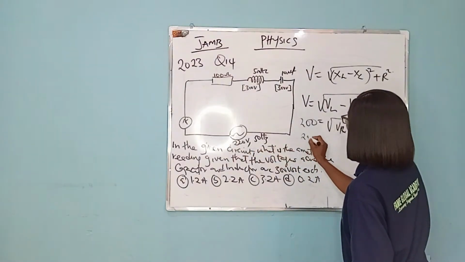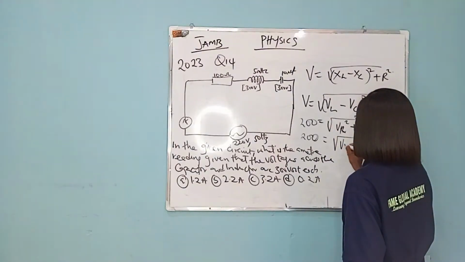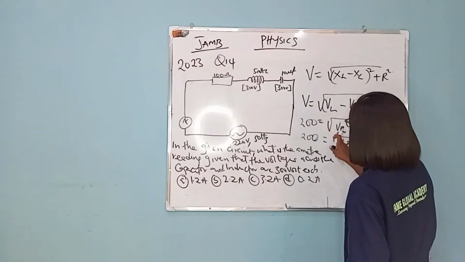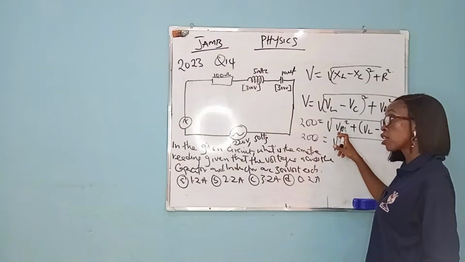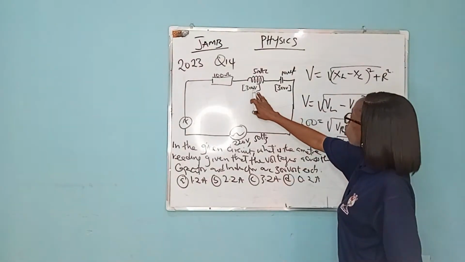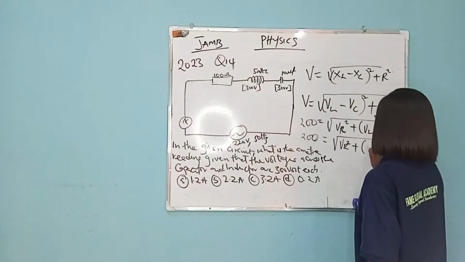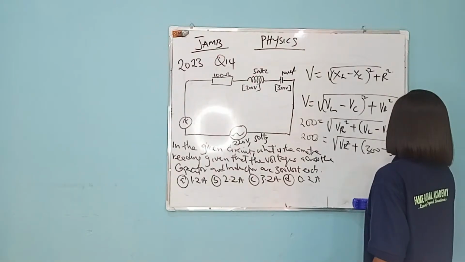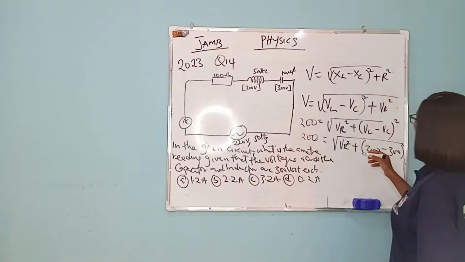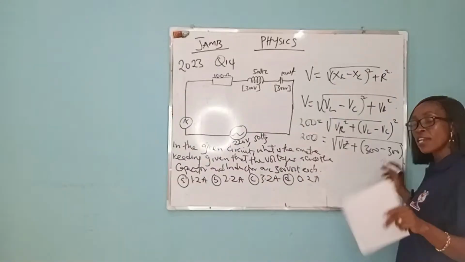So we have 200 is equal to the square root of VR squared, where VR is the voltage across the resistor, which is not given to us. But the voltage across the inductor and the capacitor is given. So you have plus (300 minus 300) all squared. Whether it's squared or not, 300 minus 300 is 0, and squaring 0 is also 0.